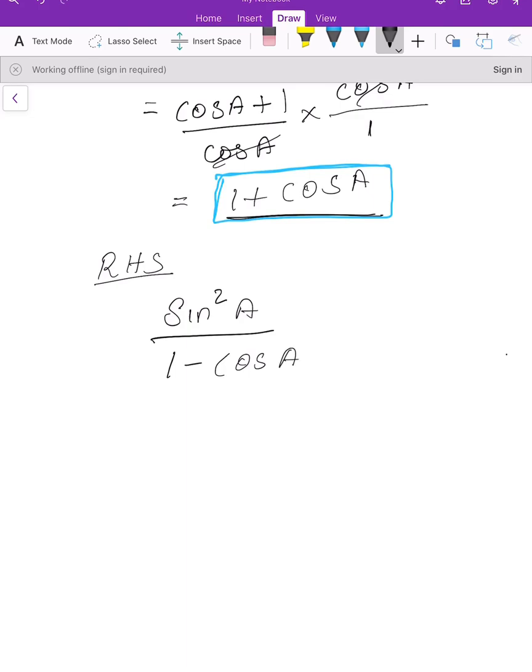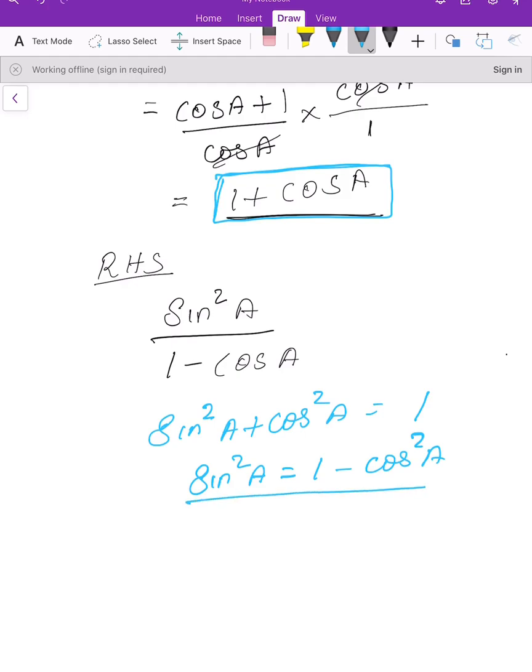So sine square A, I'm using the identity. Because my left hand side I got in cos, I'll try to change the sine square A into cos square A. Sine square A plus cos square A is 1. So sine square A, I'll take this cos square A to the other side, is 1 minus cos square A. Instead of sine square A, I'll write 1 minus cos square A by 1 minus cos A.